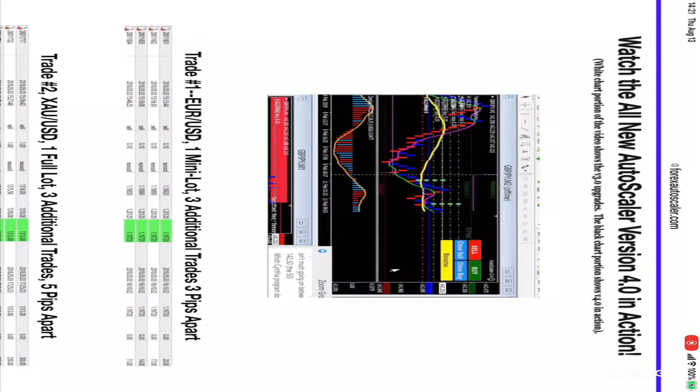Especially if you're trading with autoscaler, because you've got multiple trades, and you don't want to suddenly find yourself in a bunch of them, just simply because spreads got widened, not because there was any true price action.